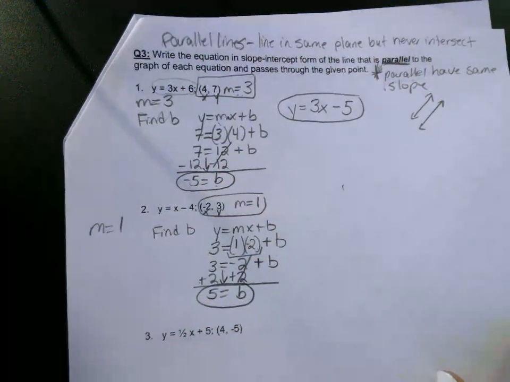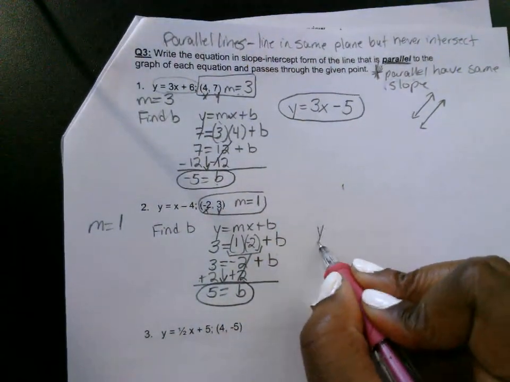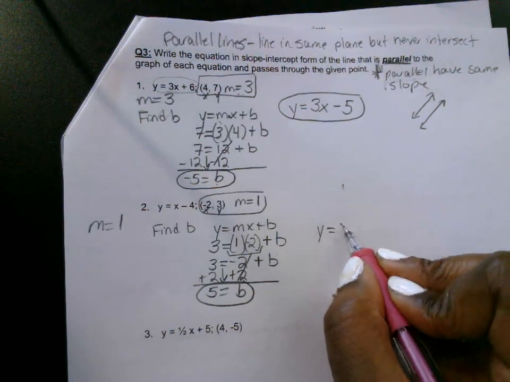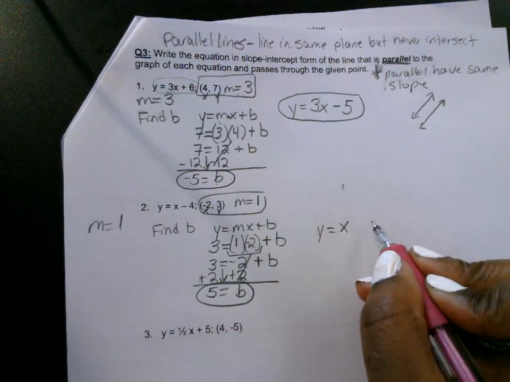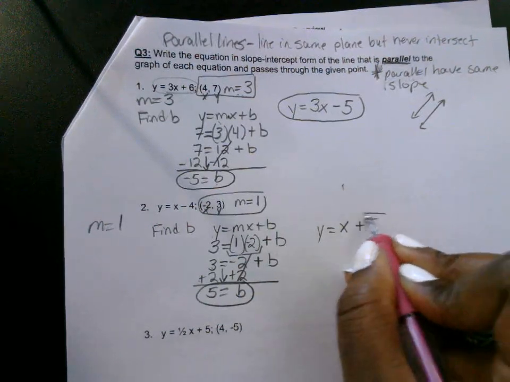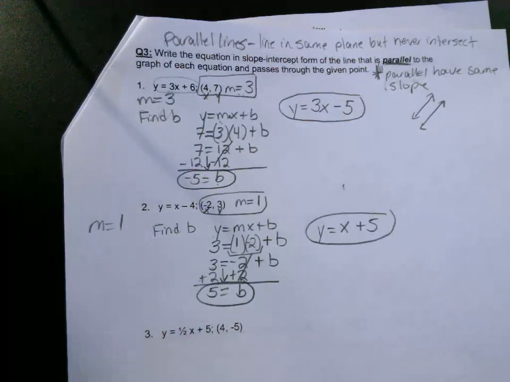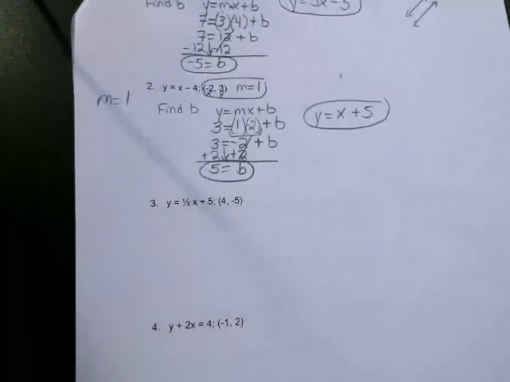So how do we write this as an equation? Y is equal to what? Y equals 1x plus 5. Any questions? All right, let's do 3 and 4, please. And then we're moving on to perpendicular lines.